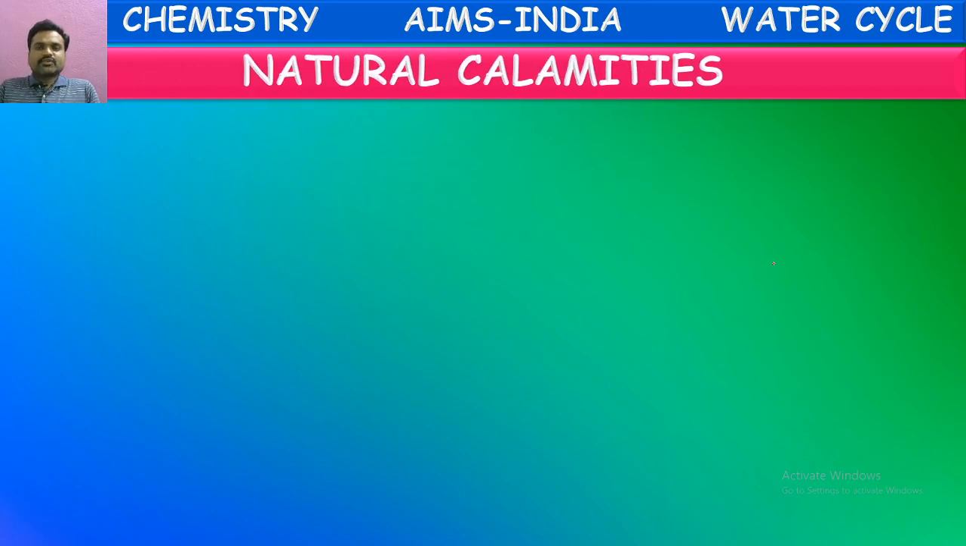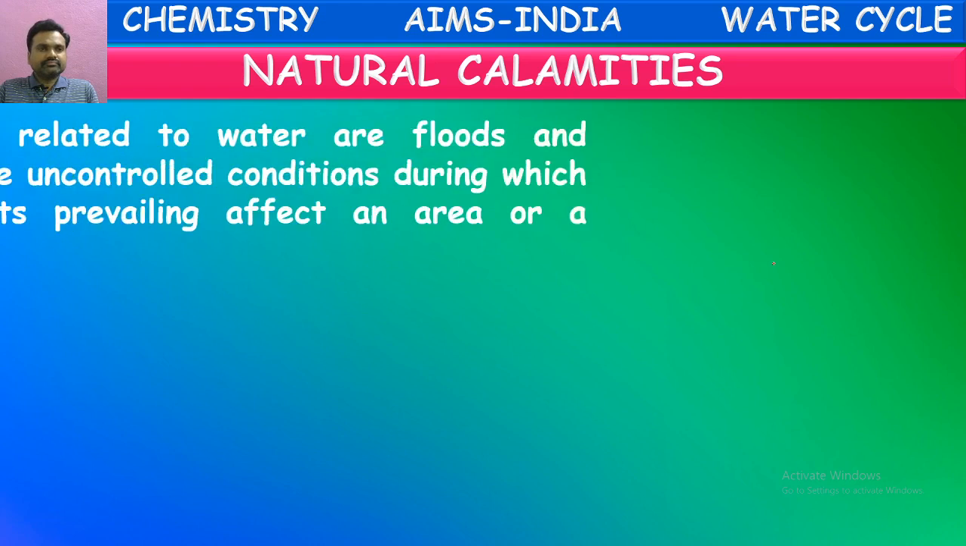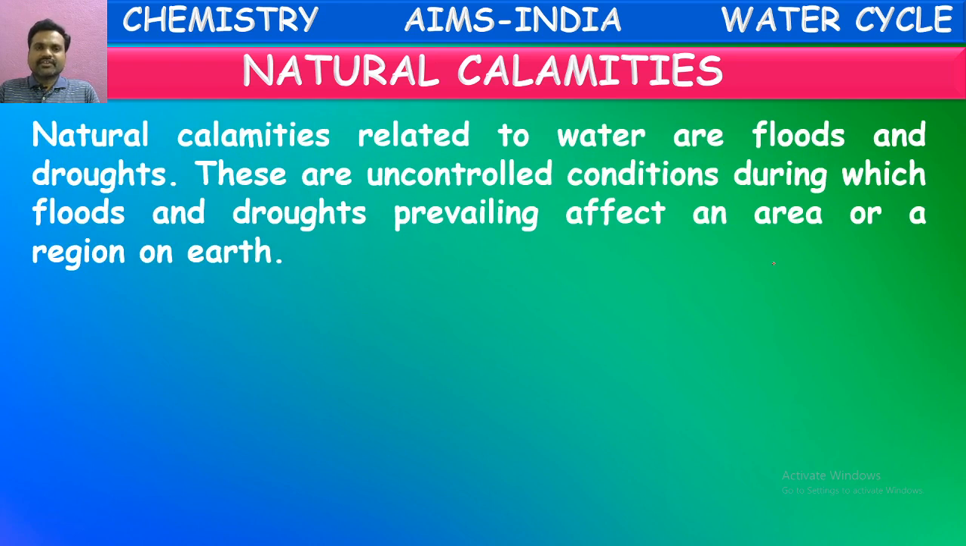So there are certain natural calamities caused by this rainfall. What are those natural calamities? Natural calamities related to water are floods and droughts. There are two kinds of calamities caused by water. One of them is flood, the other one is drought. These are uncontrolled conditions during which floods and droughts prevailing affect an area or a region on earth.